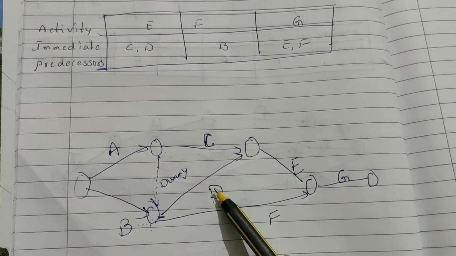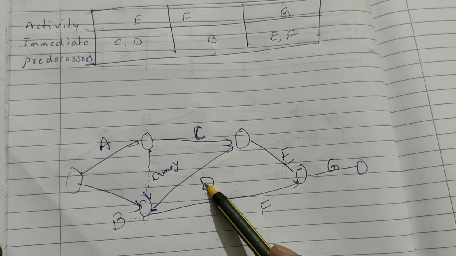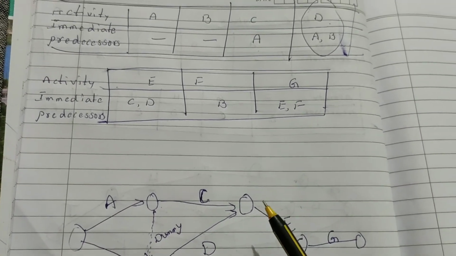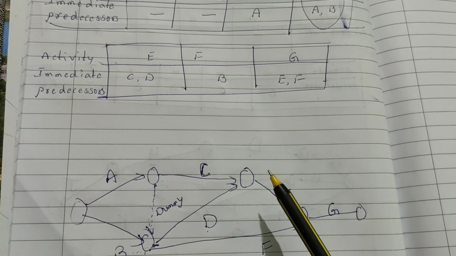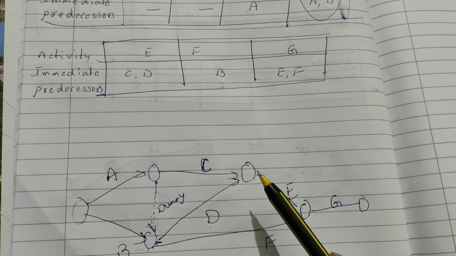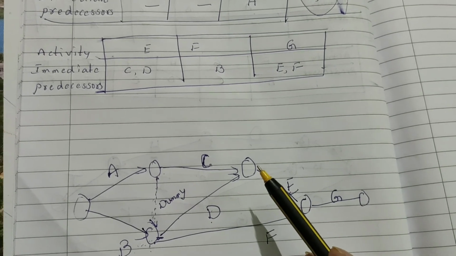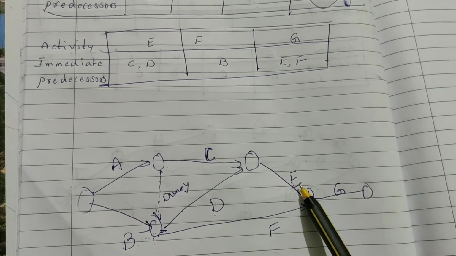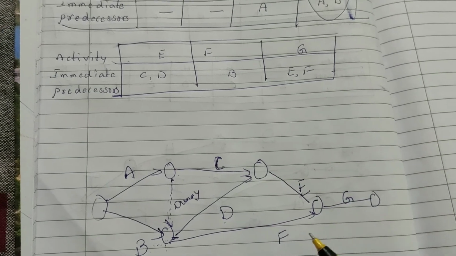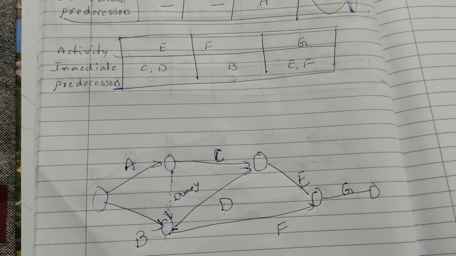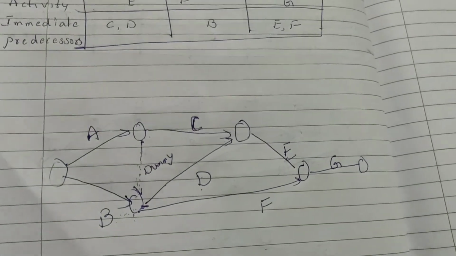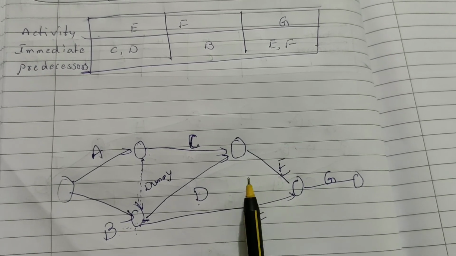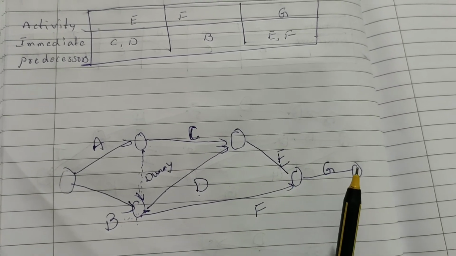When I start activity D, I complete my activities A and B. Next, whenever I start activity E, I complete my activities C and D together. Next, whenever I start activity F, I complete my activity B. That's why I will introduce it here like that. Next, last and final, E and F together are less than G.